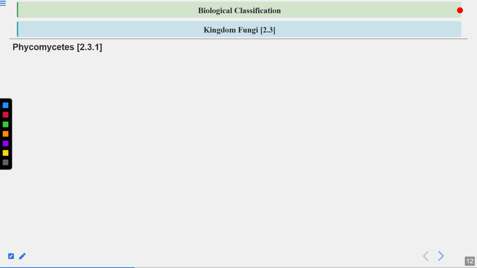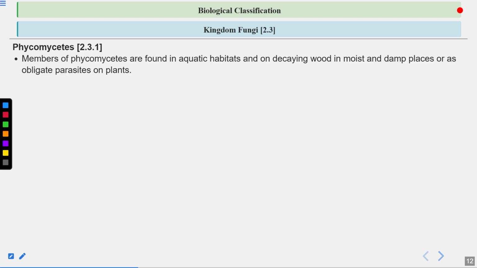Let's talk about Phycomycetes. So Phycomycetes are found in aquatic habitats, on decaying wood in moist and damp places, or as obligate parasites. Obligate means mandatory. They are parasitic on other plants. Okay, they are obligate parasites. They will obtain nutrients from other organisms.